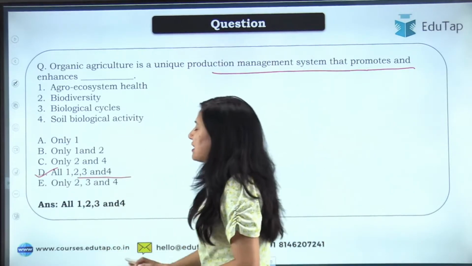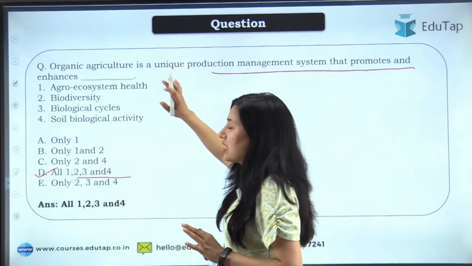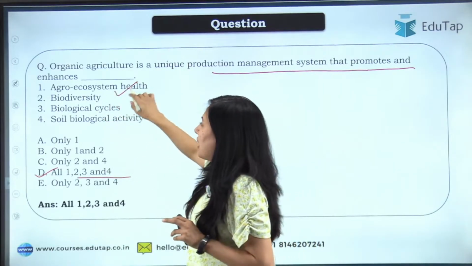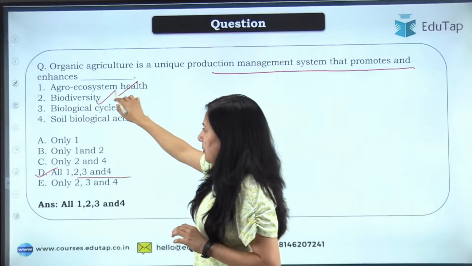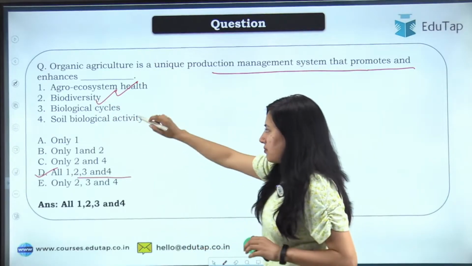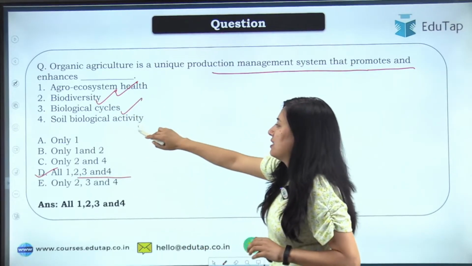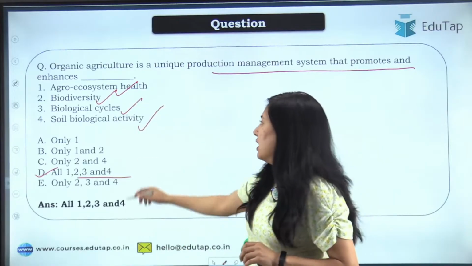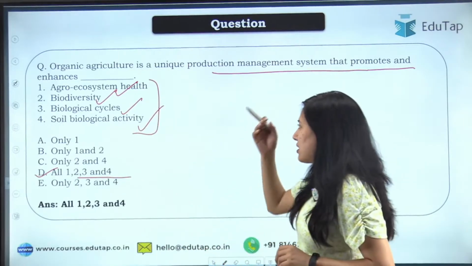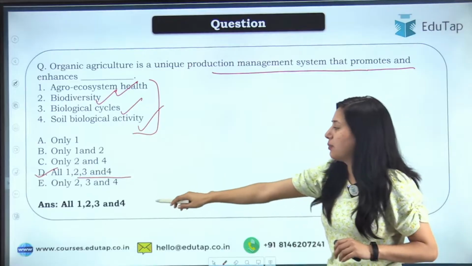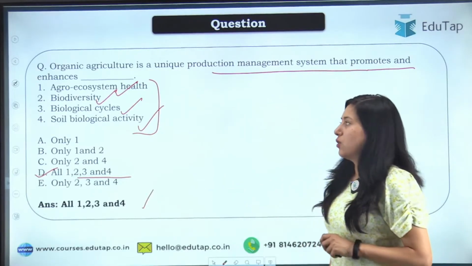So we have discussed that organic agriculture enhances and promotes agroecosystem health. Then biodiversity is enhanced. Then all the biological cycles and soil biological activity. All these are enhanced and increased with organic agriculture, and the answer here will be option D. Clear? Chalo. Let's move ahead.